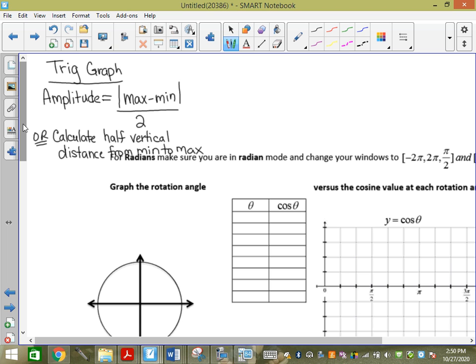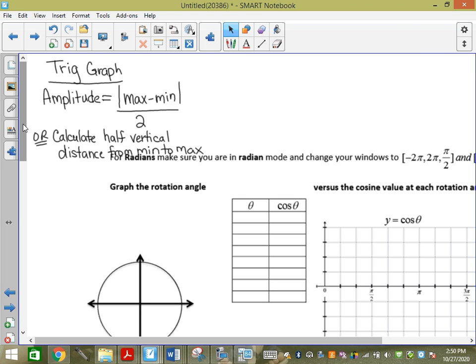So that's off of a graph, how I could find the amplitude. If I count from min to max and it takes me 6 to get there, then my amplitude would be 3, because it's half of it, right, from minimum to maximum.